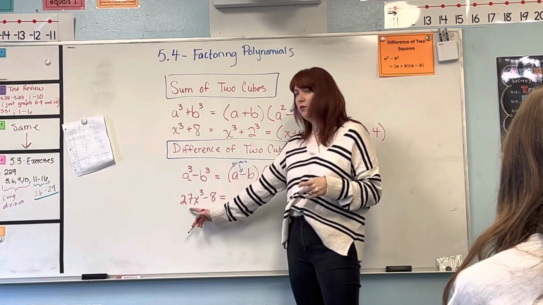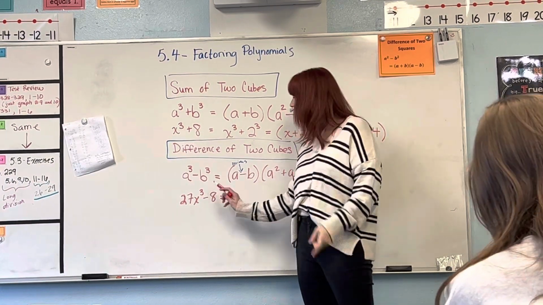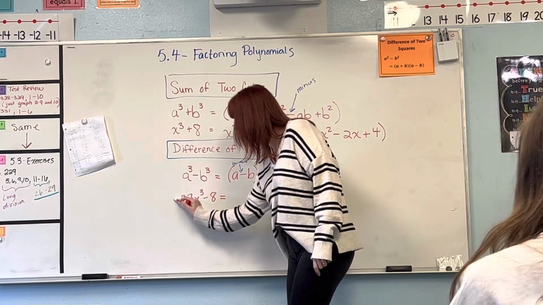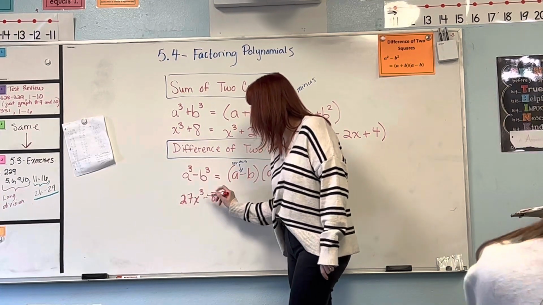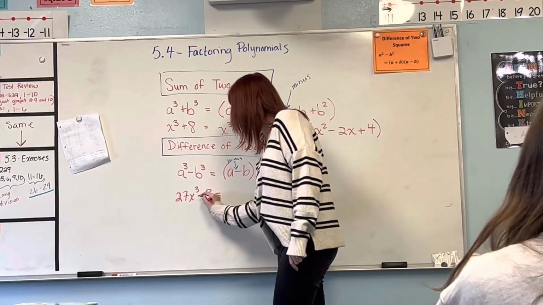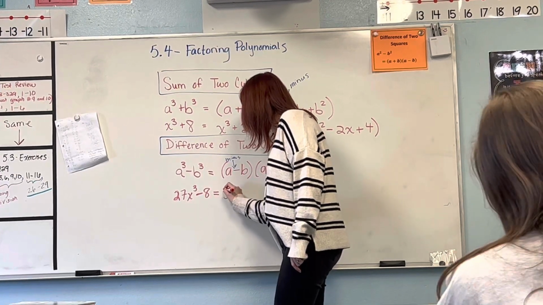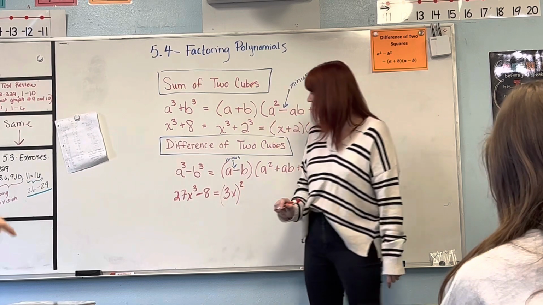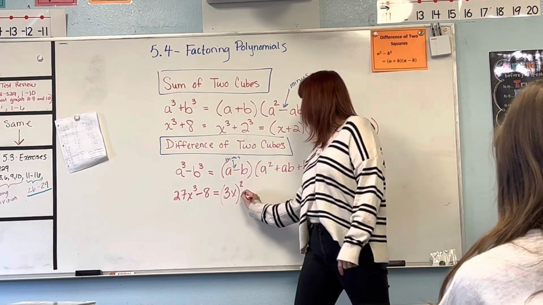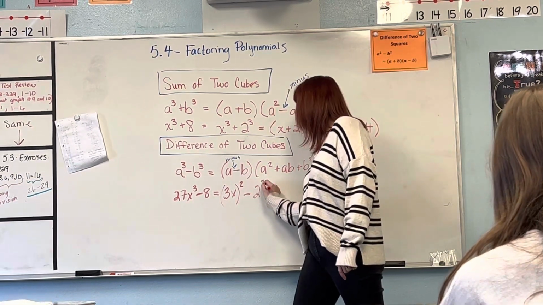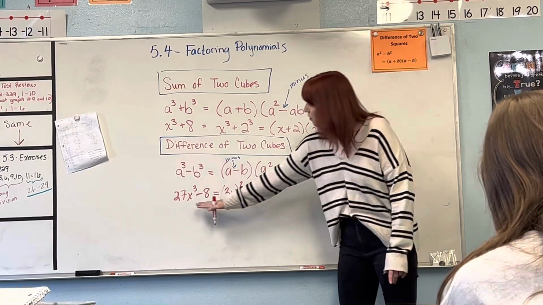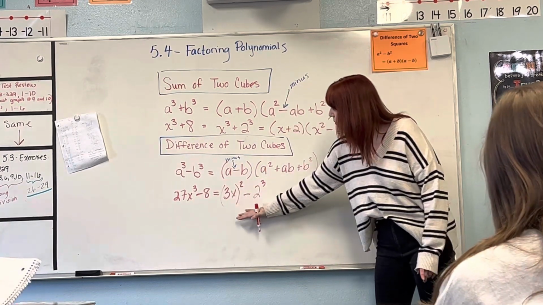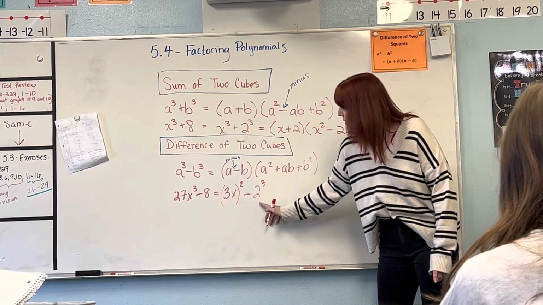Close, not just 3, 3x. So Bellamy was saying this whole thing is a cubed, so that means that a has to be 3x. If you want to write this middle step, it's minus 2 cubed. It's still just 2, but this is the same as this. Now we can see that our a is 3x and b is 2.